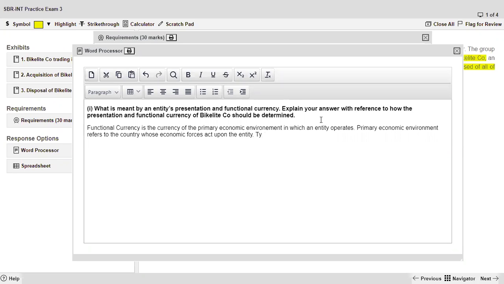The country, the currency in which the major expenses are incurred, and the currency in which funds are raised and maintained.